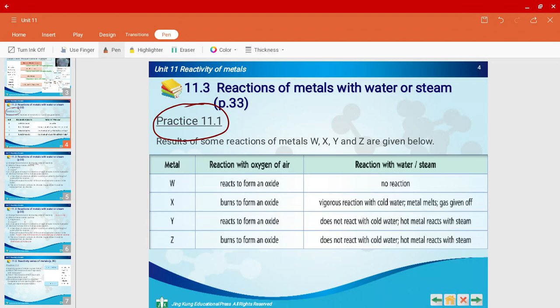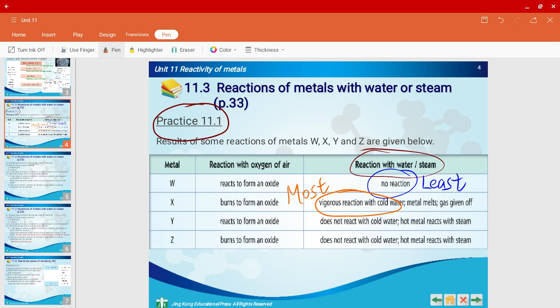Okay, for these type of questions, I would first look at the column on the right, reaction with water or steam. And the reason behind it is because metal W gives me a very quick hint that because there's no reaction over here, it has to be the least reactive metal. And because metal X has a vigorous reaction with cold water, that gives me the hint that this has to be the most reactive metal among the 4.